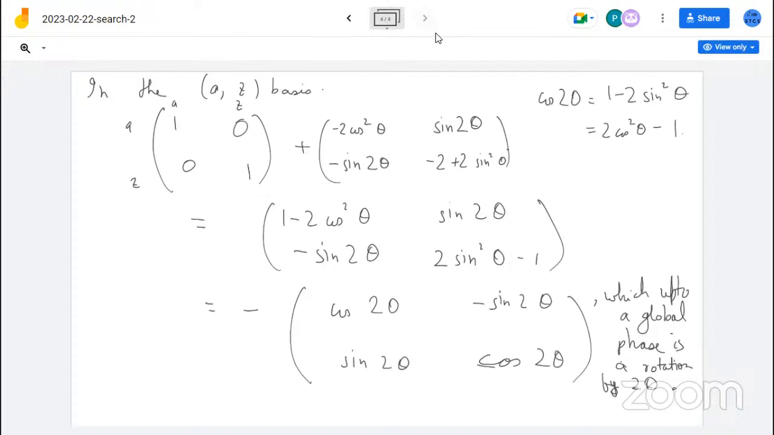Okay, so any more questions? If not, then we can break for now and we'll start with phase estimation.